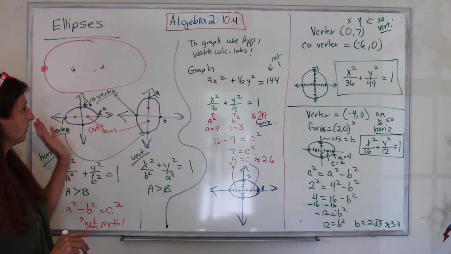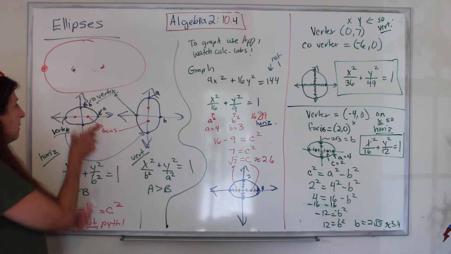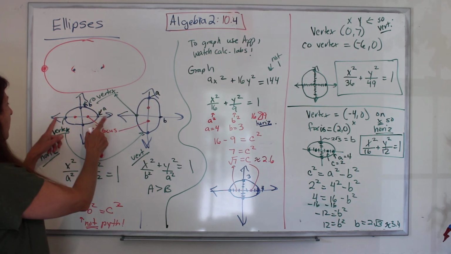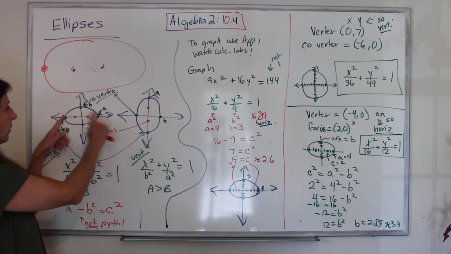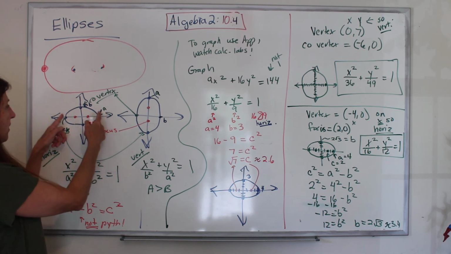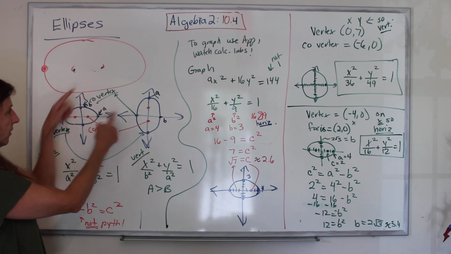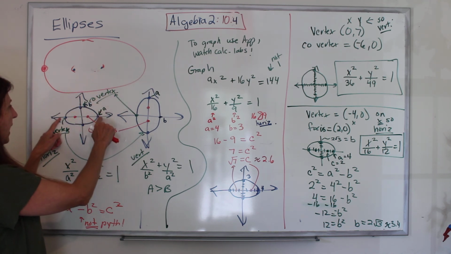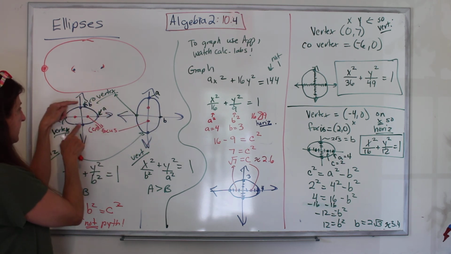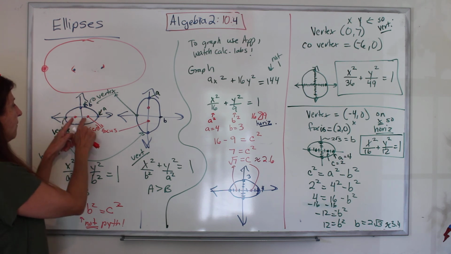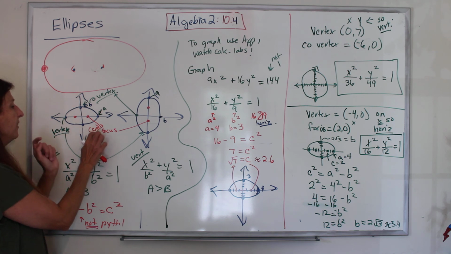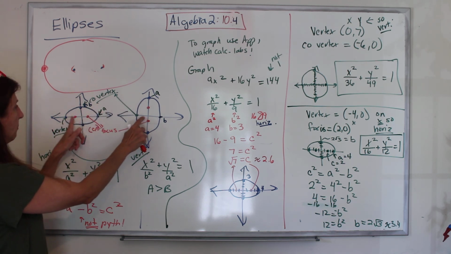All right, so this is what we have to know about them. They can be oriented horizontally or vertically. If it's the long way, the ends are called the vertices, and they're A. The short way across, these are called the co-vertices, and they're B. The foci, or focus, no, it's foci, is C, and it's the points here on both of them.